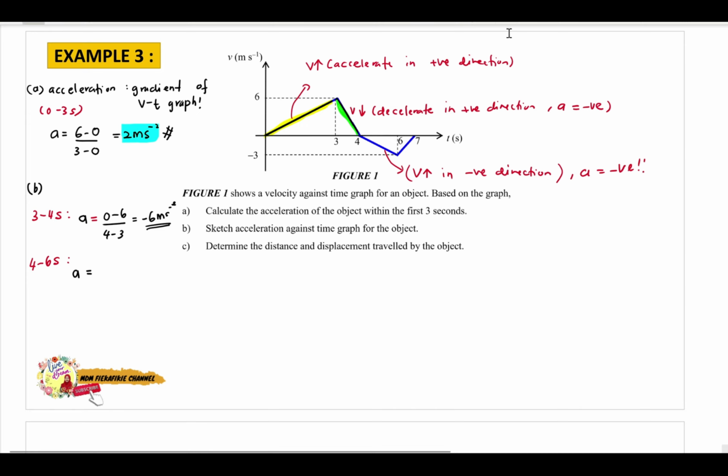So, look at here, this is the final point. So, negative 3 minus 0 for the y-axis, for the y-coordinate. And for the x, 6 minus 4. Okay, so negative 3 minus 0 over 6 minus 4. And the answer is negative 1.5 meter per second squared. Alright, and then from 6 to 7 second.